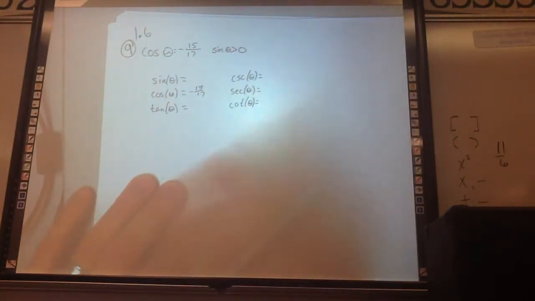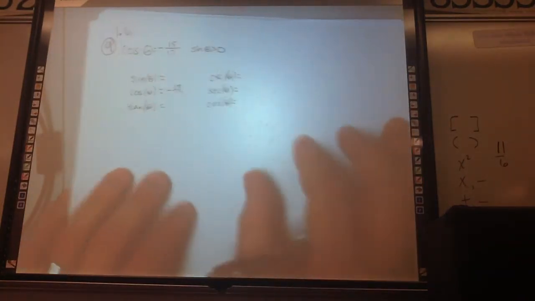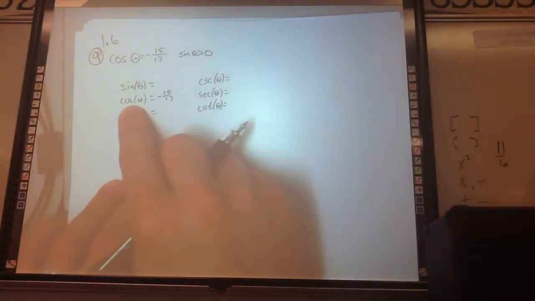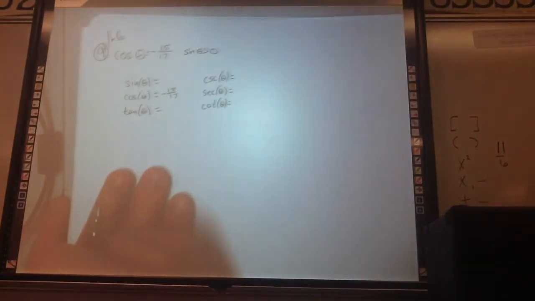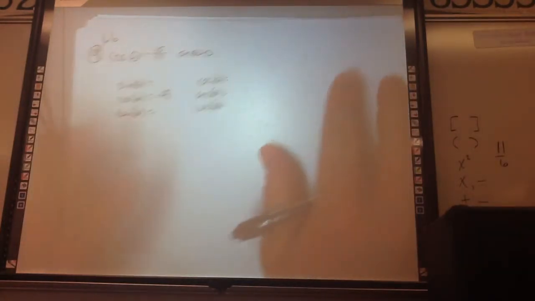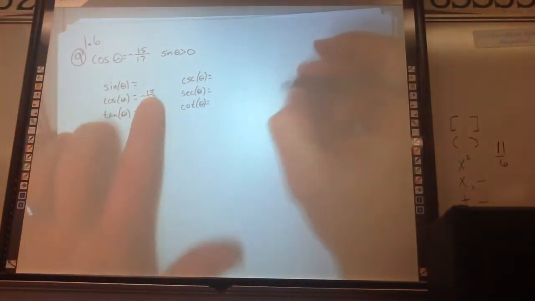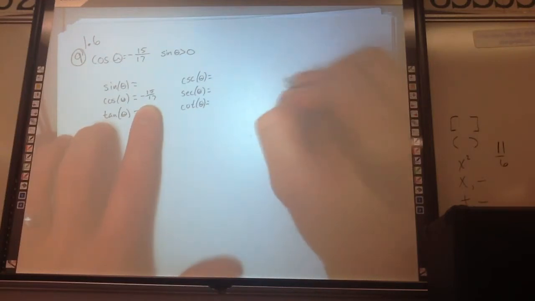These are easy if you draw a picture. Draw a picture of a right triangle that has a cosine of negative 15 over 17. Now, I don't want you to struggle too much, so I'll draw a picture, right? But you've got to kind of think unit circle-ish.